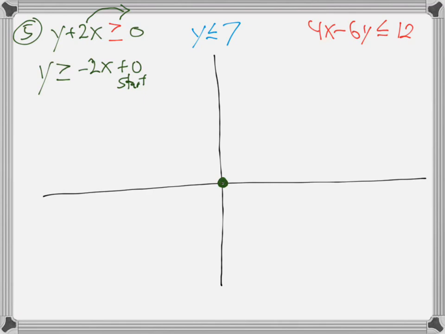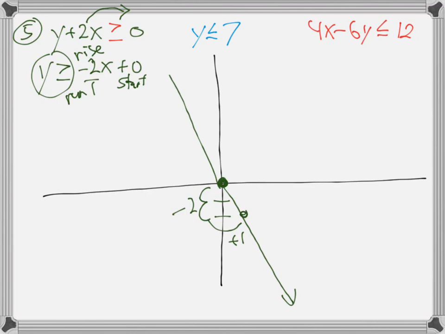Down 2, yeah, down 2 over 1, right? Rise over run. So go down 2 over 1. Connect that. Solid line or dotted line? Yeah, solid bar, solid line. Like that. My line looks kind of funny, but that's sort of it. Down 2 over 1.